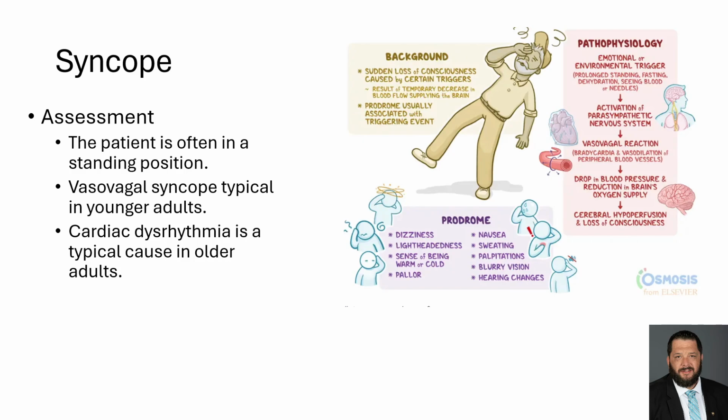Vasovagal syncope is typical in younger adults, and this happens when a patient is bearing down. It can happen if a patient is undergoing strenuous physical activity or bearing down like they're having a bowel movement for an extended period of time. In older patients, cardiac dysrhythmias can also cause syncopal episodes, which is why syncope should carry a high index of suspicion. We can also have things like transient drops in blood pressure or a reduction in the brain's oxygen supply that can result in the syncopal episode.